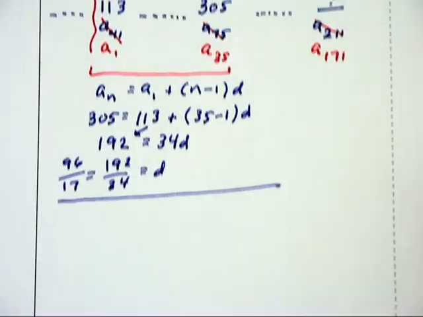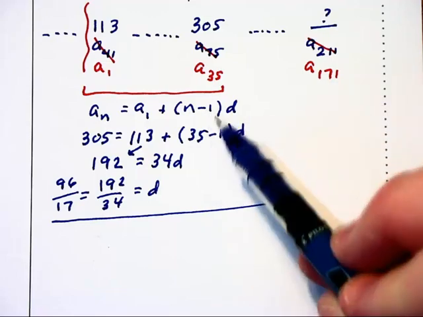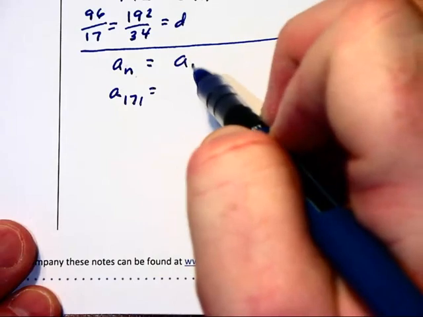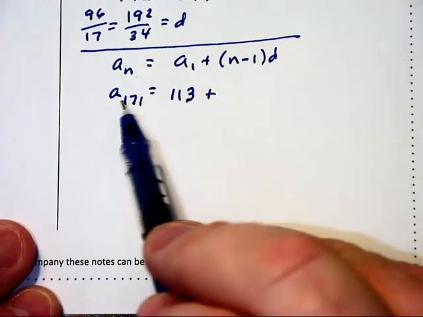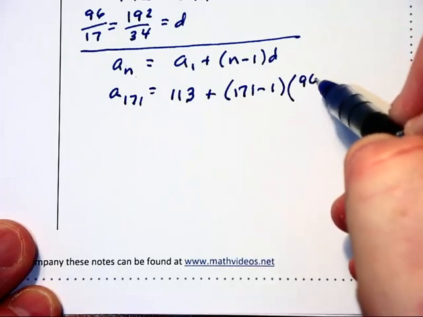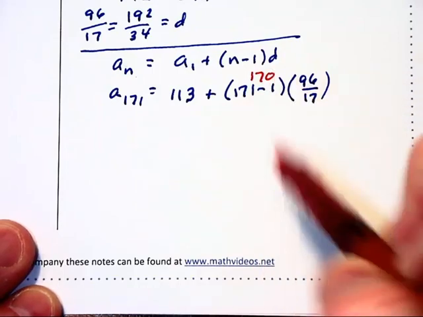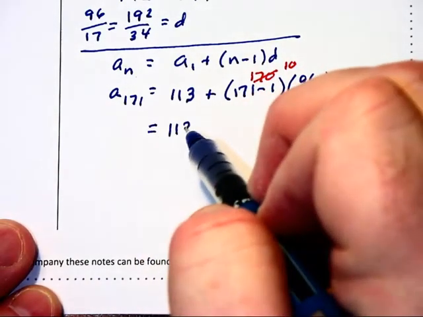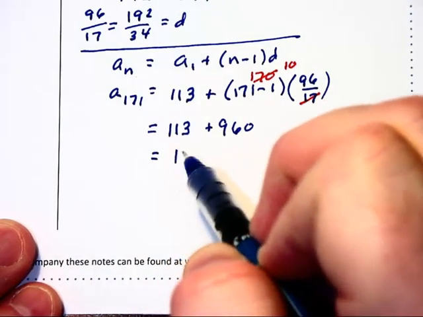Now that we have a value of d, we can come back up here to find the 211th term, which we have relabeled to be the 171st term. So we're going to use this same exact formula again. This time, a sub n will be our a sub 171, and let's rewrite our formula here. And our a sub 1 will be 113, and we're going forward 170. That's because it's 171 minus 1 times, and each time we're moving forward 96 over 17. Well, if you take a quick look at the mathematics, it's not as ugly as it appears, because we're going to have 170 inside the parentheses, which will cancel with this 17, giving us 10. So we really have 113 plus 10 times 96, which is 960, and the term we are looking for is equal to 1073.